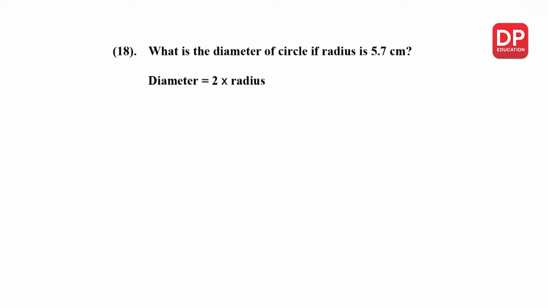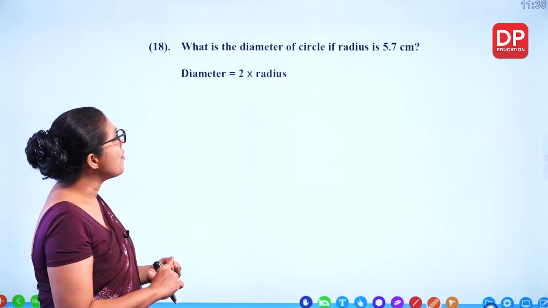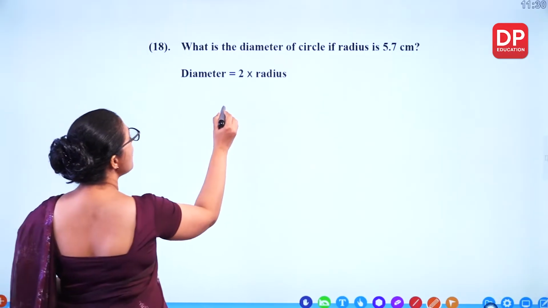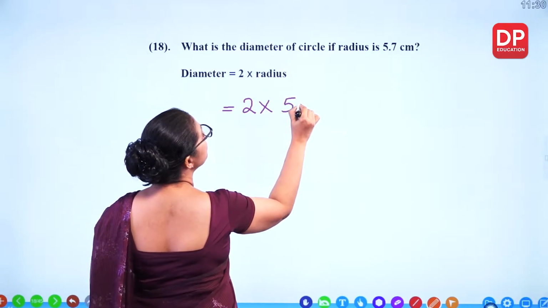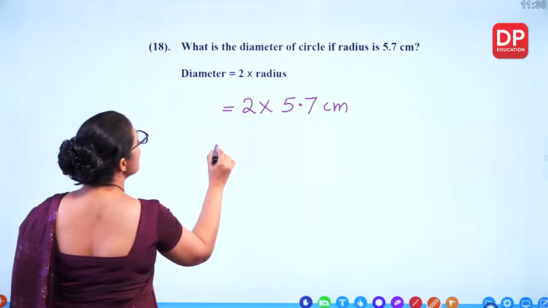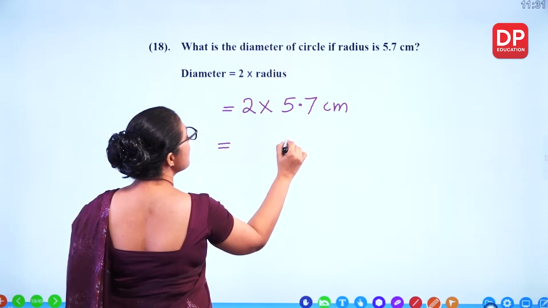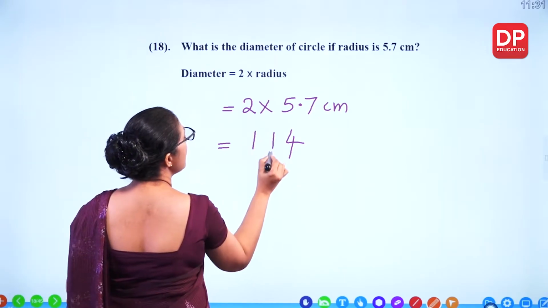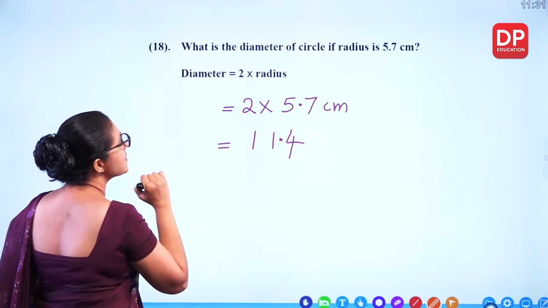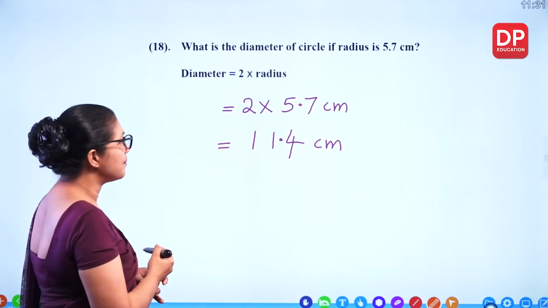What is the diameter of the circle if radius is 5.7 centimeters? So we found out the diameter is twice of radius. So 2 times radius, 5.7. Multiply by 2. Ignore the decimal point. Just multiply by 2. 2 times 7, 14. 1 remaining. 2 times 5, 10. 10 plus 1, 11. And 1 decimal place. So 11.4 centimeters is the diameter.